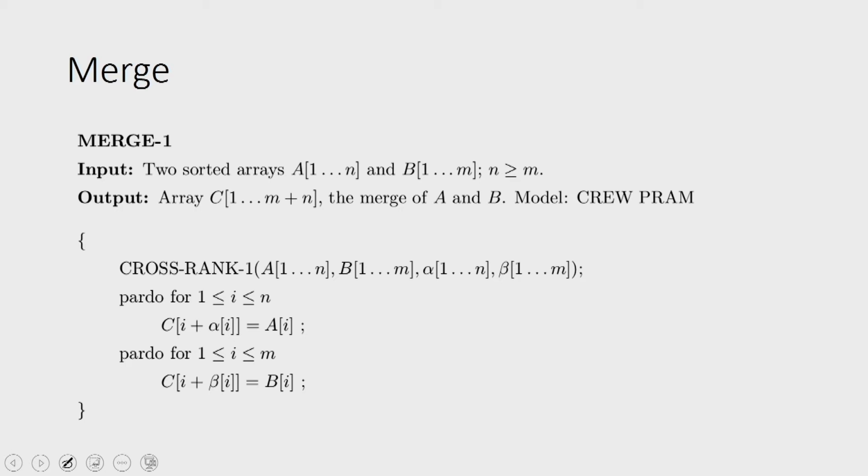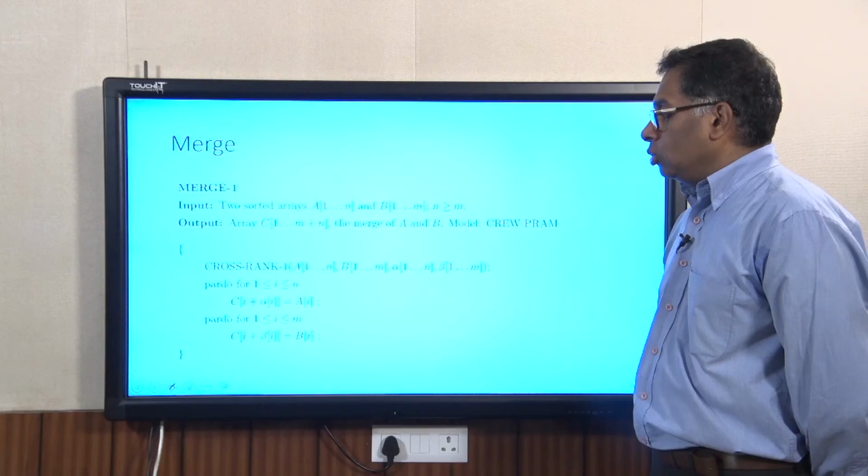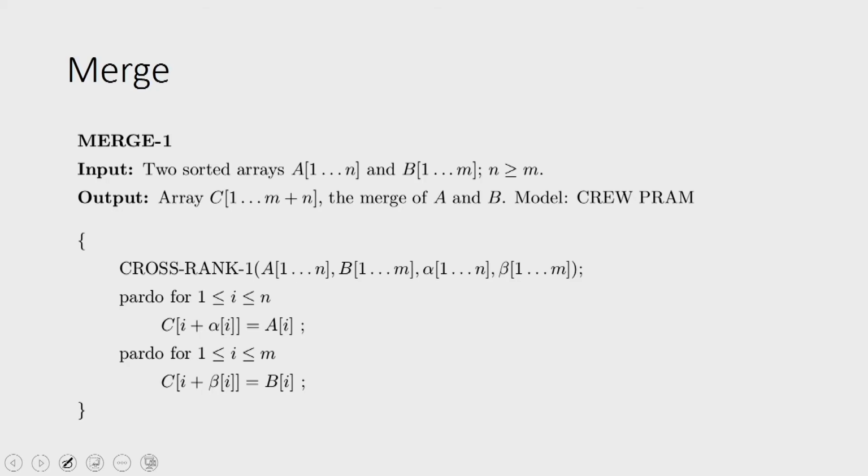In the first parallel step, every element of A will be copied into the corresponding element of C. The ith element of A knows that it is greater than or equal to i elements in A, and its cross rank is alpha i, which means it has exactly alpha i elements less than or equal to it in the other array, namely B. Therefore, its position in the final array is going to be i plus alpha i. So, what we do in the first parallel step is to copy every element of A into its corresponding element in C. In particular, A i is copied into C of i plus alpha i. Similarly, in the second step, the ith element of B will be copied into the i plus beta ith position of C. So, these two parallel steps each take one unit of time.